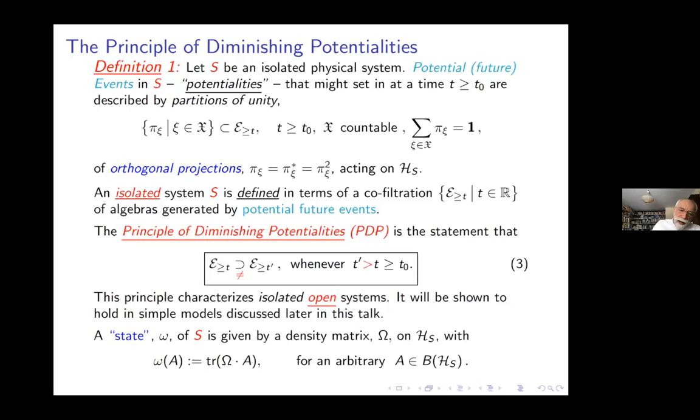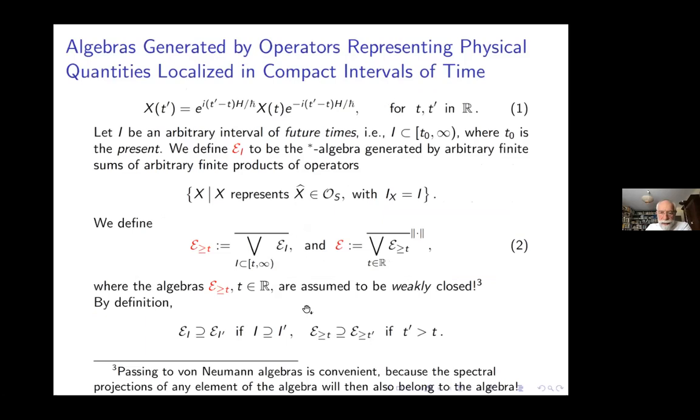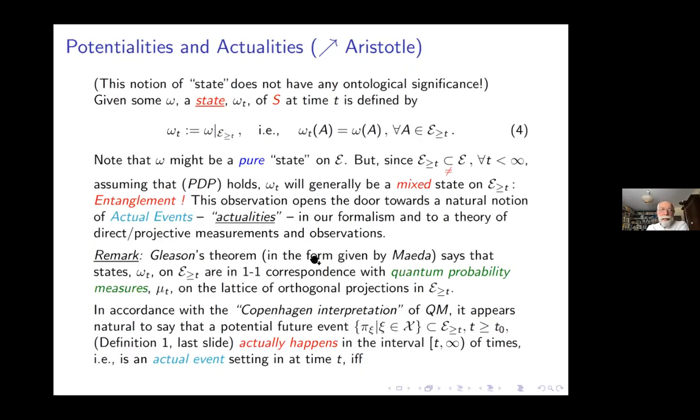Now, a "state", in quotation marks, a state that doesn't really have an ontological meaning, is usually simply defined to be a density matrix, capital Ω, acting on the Hilbert space of the system. And then you define expectation values of bounded operators A to be given by the trace of Ω·A. That, of course, is conventional. But now we have to try to extract from this notion a notion of state that does have a good physical meaning. So suppose a little ω is a state in the sense of the previous transparency. Then ω_t is the restriction of ω to the algebra E_≥t. That is the state on potentialities at time t or later.